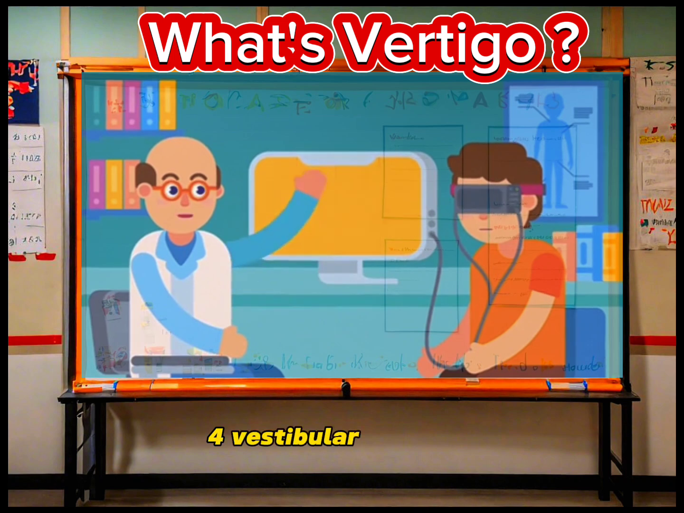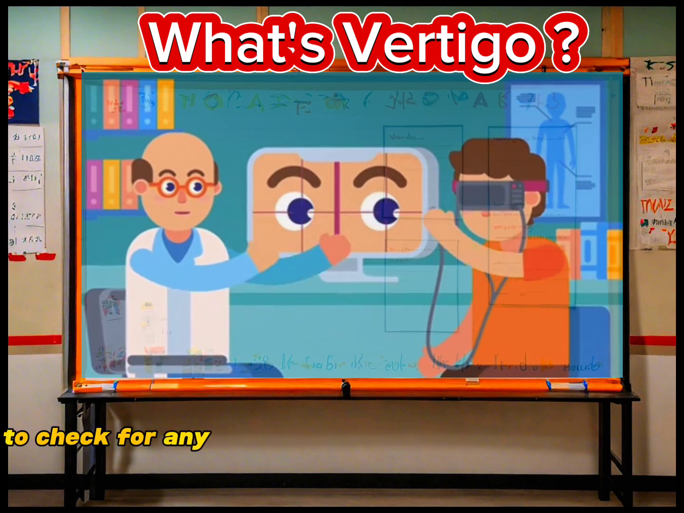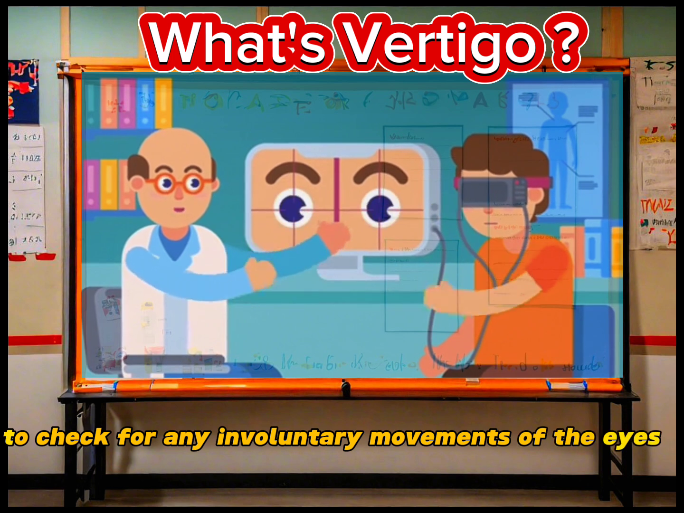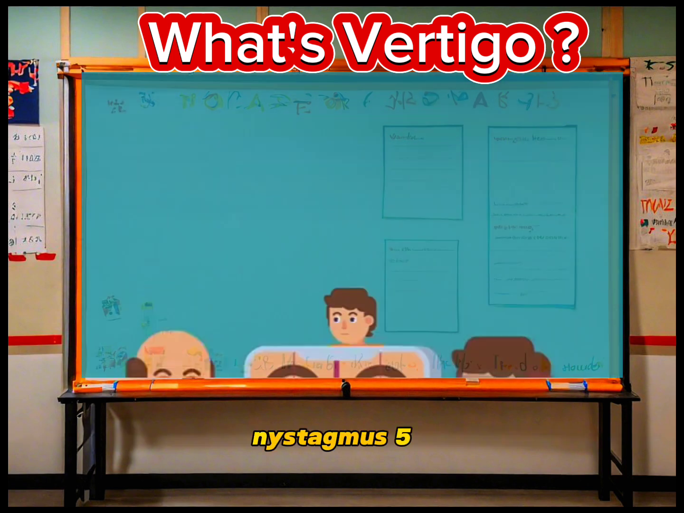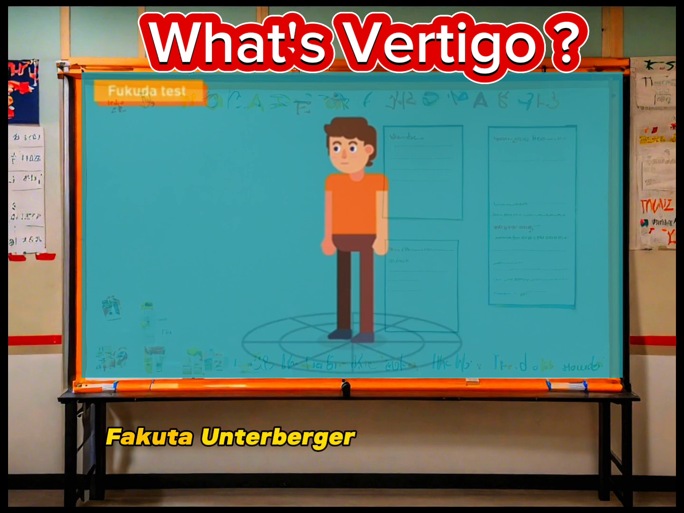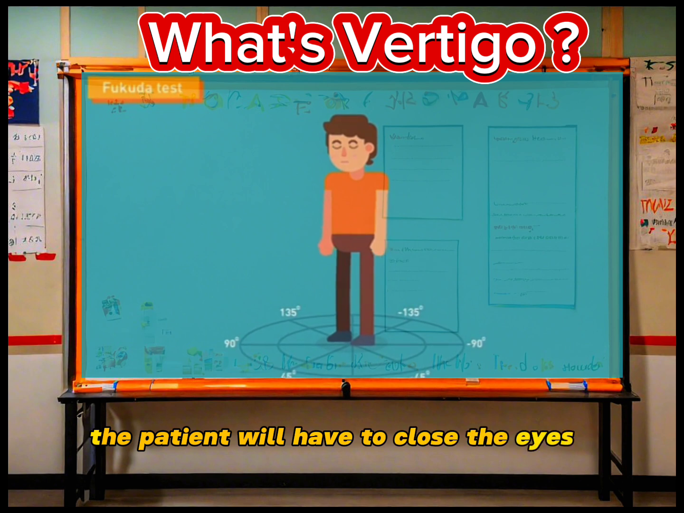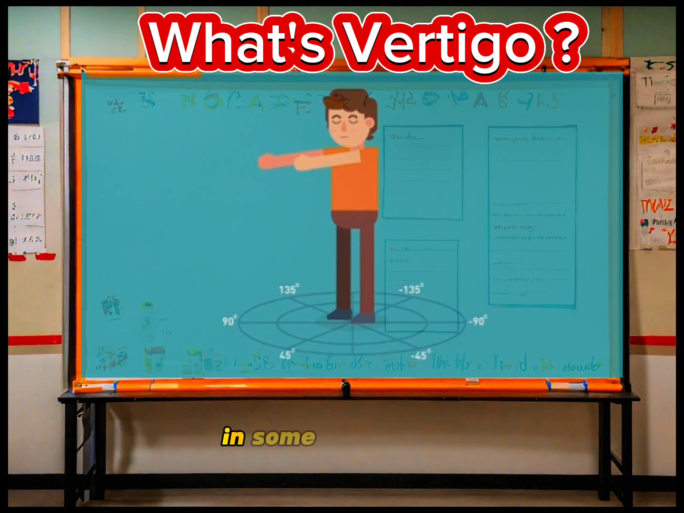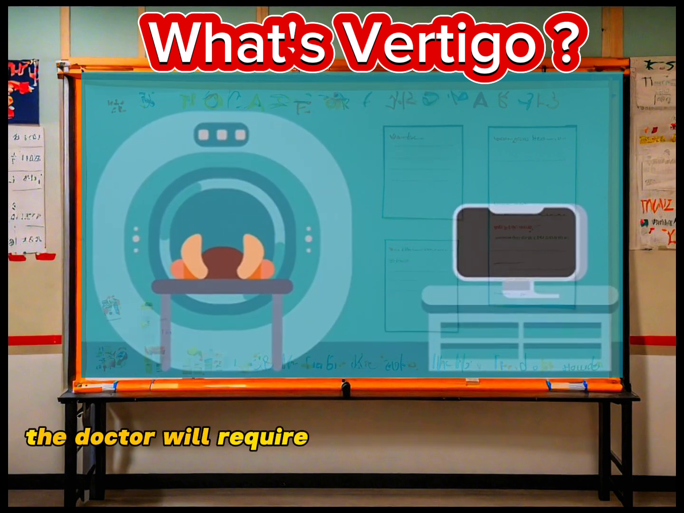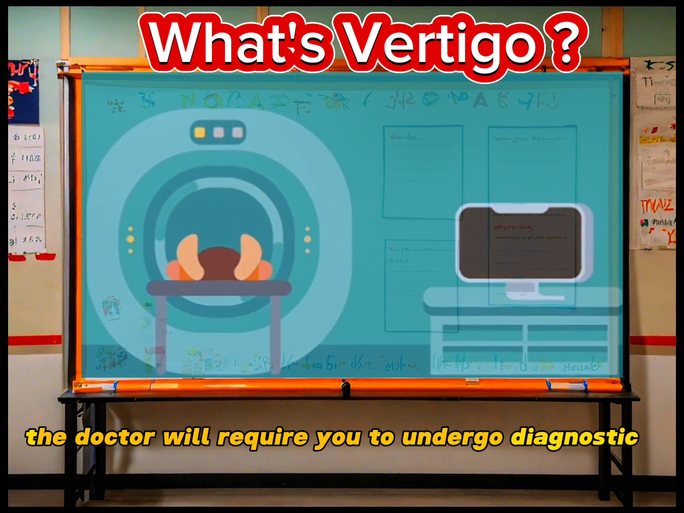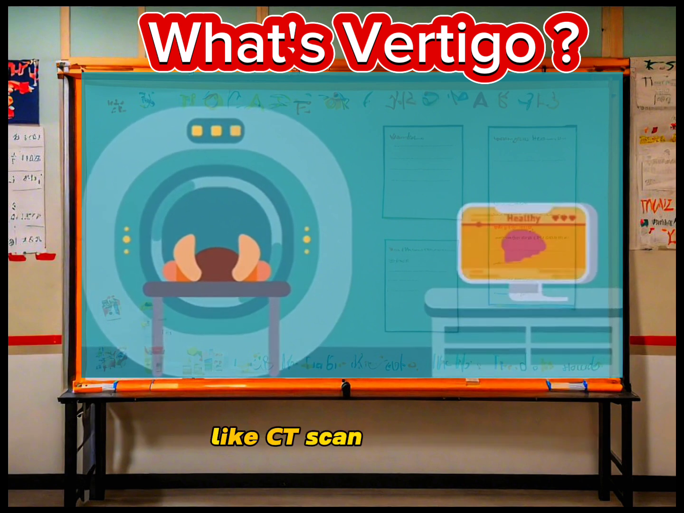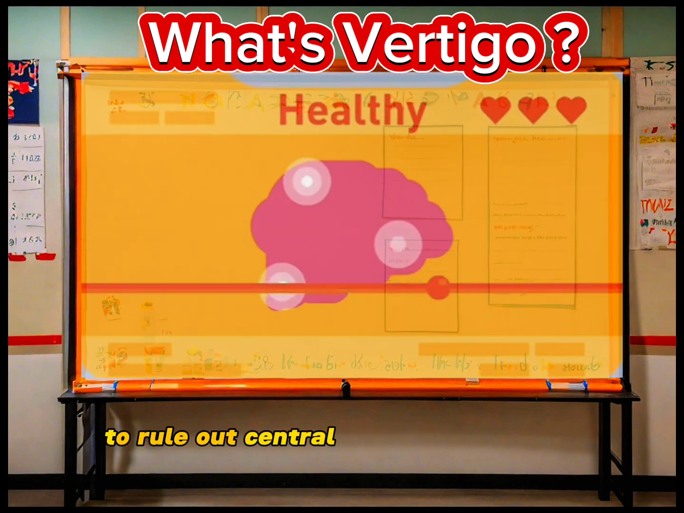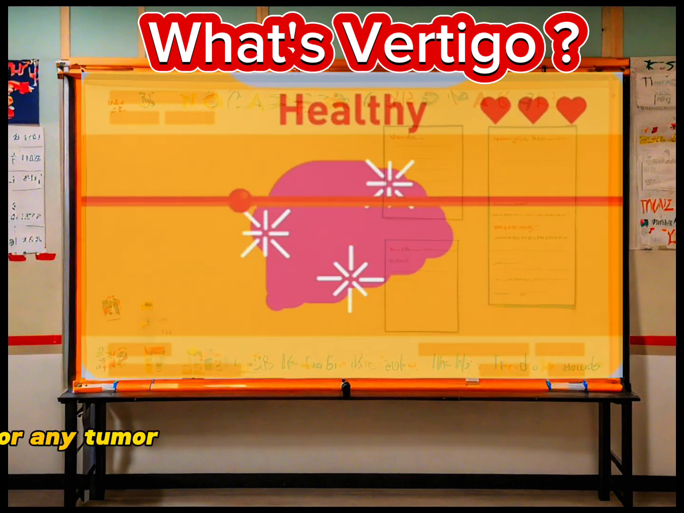4. Vestibular testing, to check for any involuntary movements of the eyes, or nystagmus. 5. Fukuda-Unterberger test. In this test, the patient will have to close the eyes and march in place while trying not to lean to the side. In some instances, the doctor will require you to undergo diagnostic imaging tests like CT scan or MRI to rule out central causes of vertigo or any tumor presence.